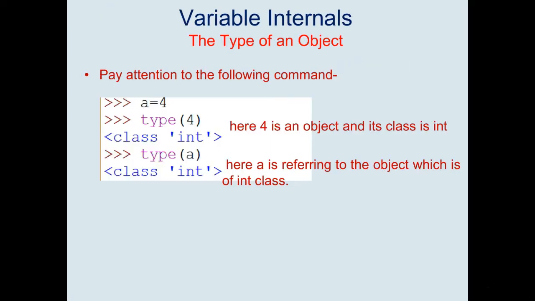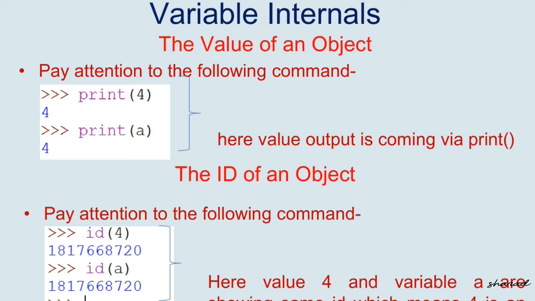Okay, pay attention to the following commands. A is equal to 4. Type, in the bracket we have written 4. So here 4 is an object and its class is int. Int stands for integer. Now we have type A. Here A is referencing the object which is of int class. So when we type print 4, in the output we get 4. And when we type print A, then also we get 4 because A is equal to 4. We have assigned value 4 to the variable A. So the output will be the same.